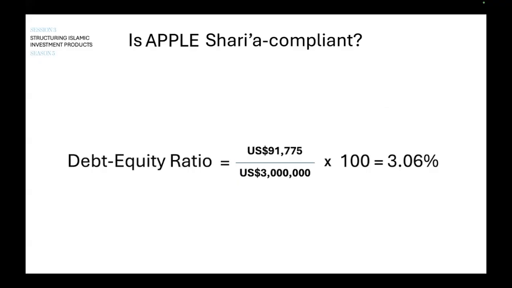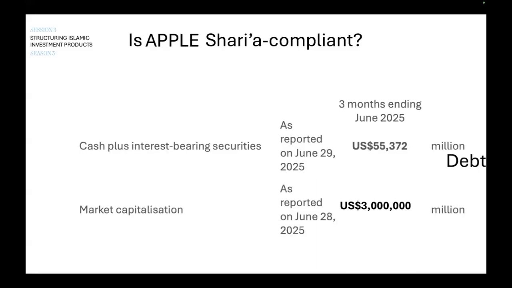So when we try to calculate debt equity ratio, that is 3.06%, which means the impermissible interest based debt of Apple divided by its market cap is 3.06%, which is far below the threshold. And we would come to this in a minute. So cash plus interest bearing securities divided by market cap. This is another consideration we take when it comes to screening of the listed stocks. On June the 29th, this was 55.3 billion US dollars. Market cap, as I mentioned, was 3 trillion.